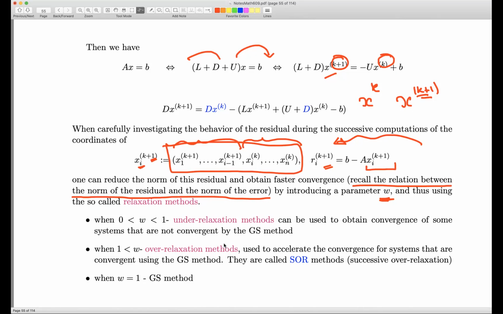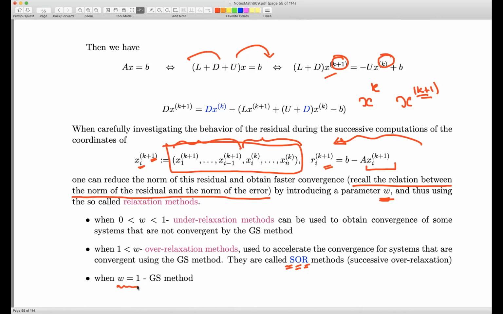And when omega is bigger than 1, they are called over-relaxation methods, and they are used to accelerate the convergence for systems that are convergent using the Gauss-Seidel method. And they are called the SOR methods. S comes from successive, O comes from over, and R comes from relaxation. So, successive over-relaxation methods. And in the case when the parameter is equal to 1, this actually is the Gauss-Seidel method. So it is important where we introduced and how we introduced this parameter.